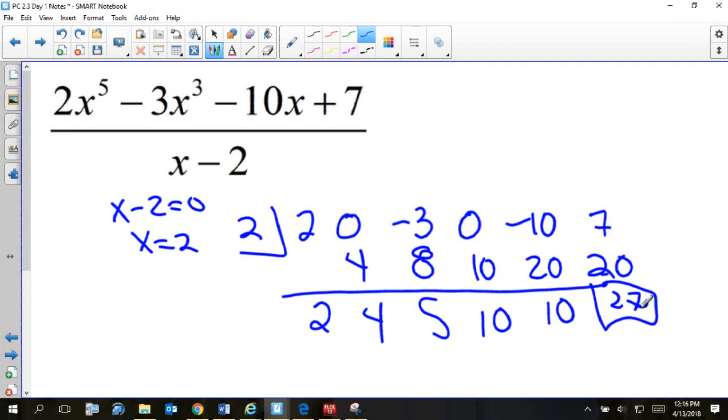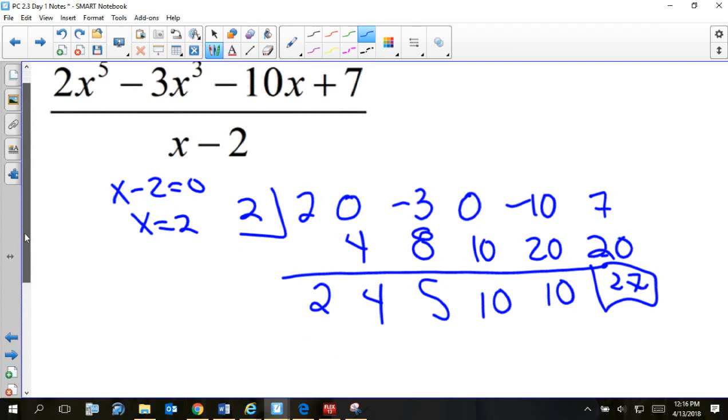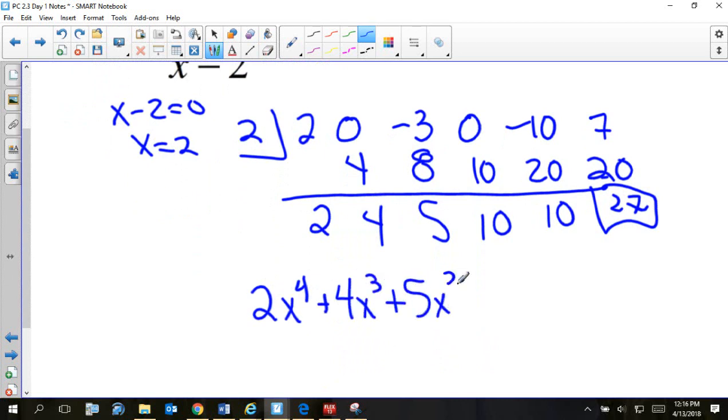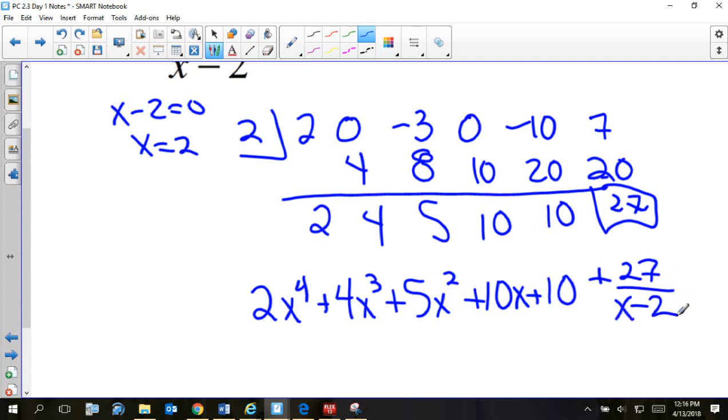Started as a 5th power, what's my answer going to start with? 4th power, and I have all the coefficients. So it'll be 2x to the 4th plus 4x to the 3rd plus 5x squared plus 10x plus 10, and then plus 27 over x minus 2.